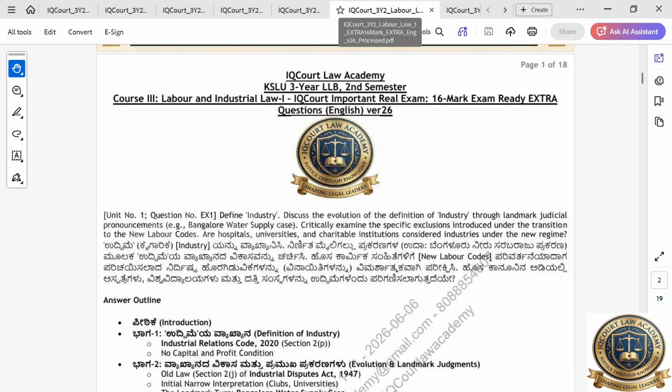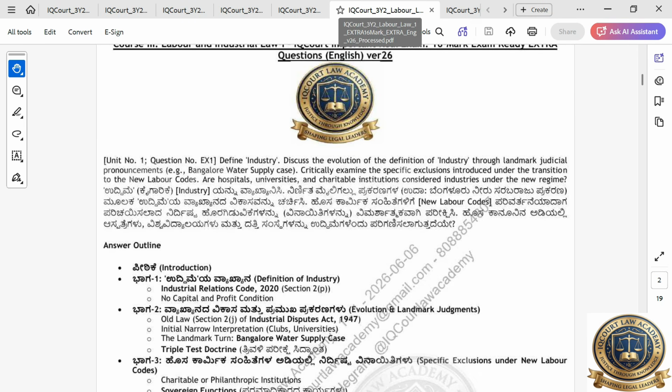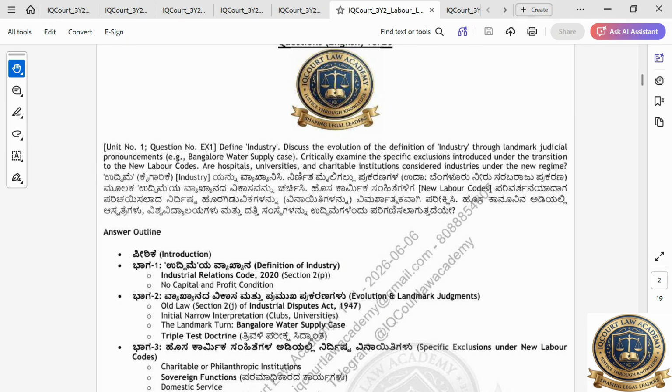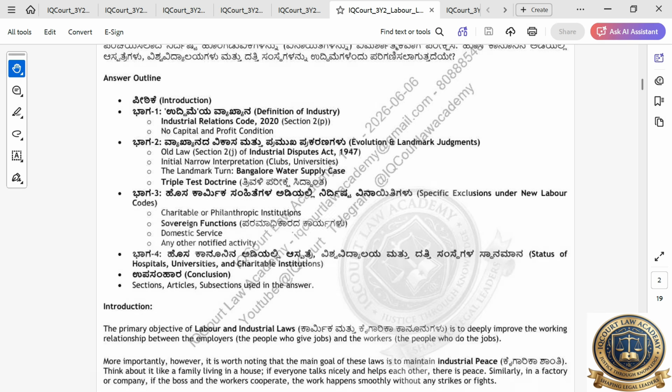These are the 5 questions we have provided to all our IQCourt Law Academy students. Define industry, with a detailed answer we have provided for 5 questions. They will ask the case law specifically. Bangalore Water Supply case law: critically examine the specific exclusions introduced under the transition to the new labor code. You have to write this.